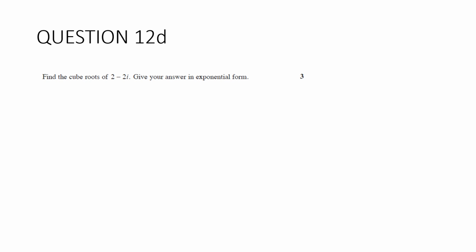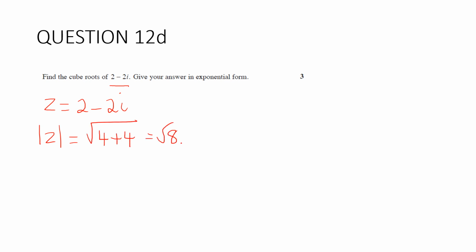Question 12D. Find the cube roots of 2 minus 2i. Give your answer in exponential form. So let's start by changing this into exponential form. If we've got, say, z is equal to 2 minus 2i, then mod z will equal the square root of 4 plus 4, which is root 8. And then arg z will be equal to inverse tan of negative 2 on 2.